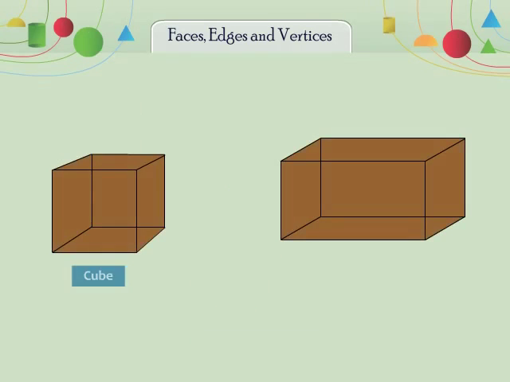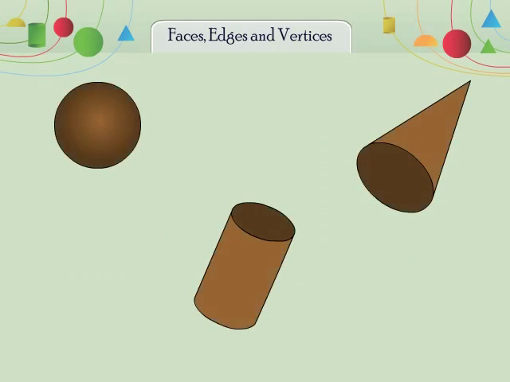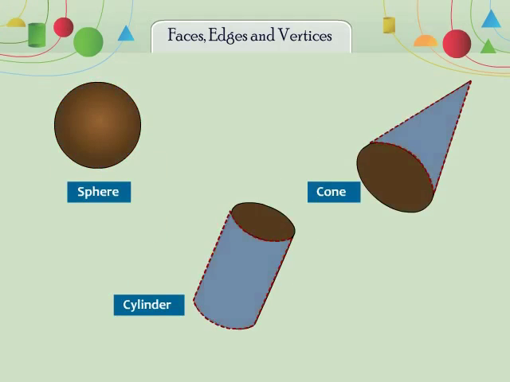The faces of cubes are squares. The faces of a rectangular prism are rectangles. Hence, these solids are polyhedrons. The surface of a sphere is curved. The surface of a cone and cylinder is lateral. Hence, they are called non-polyhedrons.